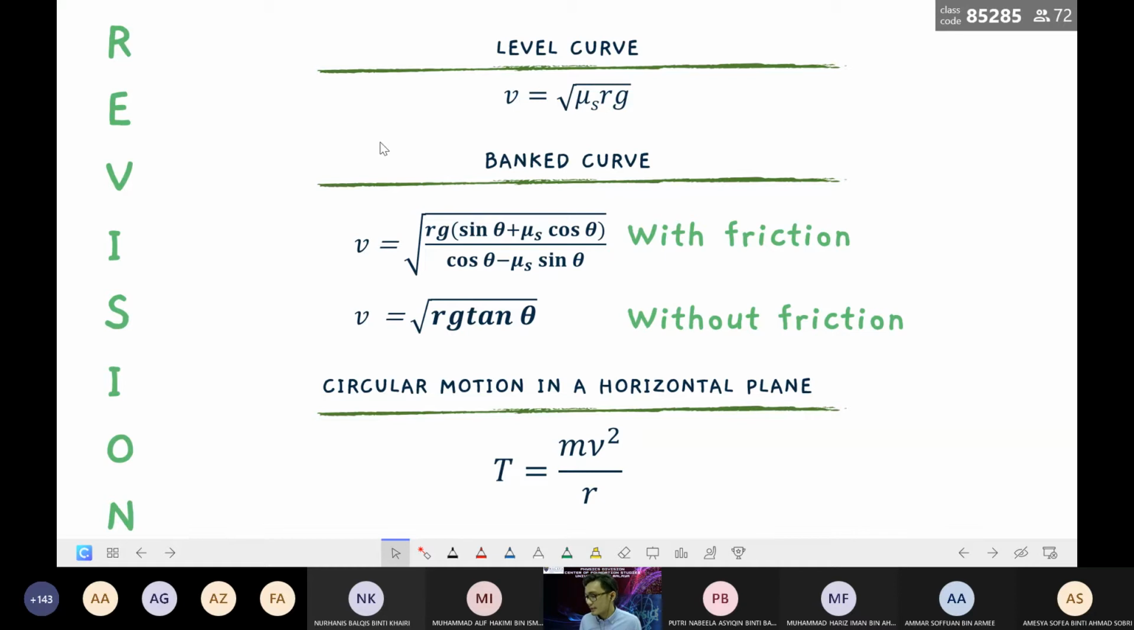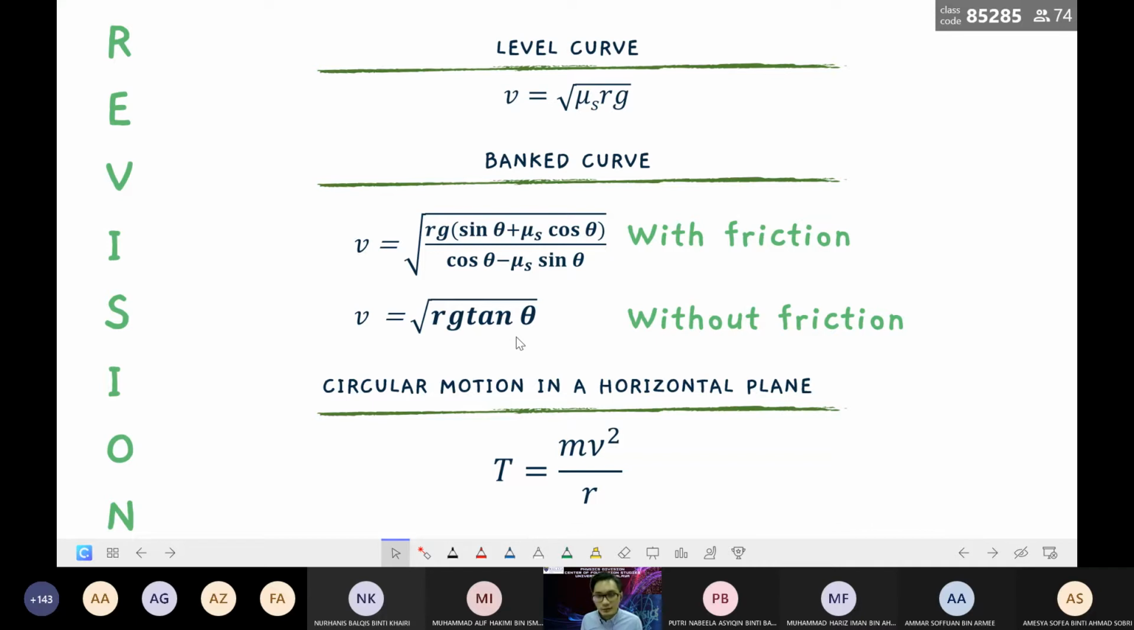Okay, and then the bank curve kita juga derive the velocity that an object can hold before it skid from the track. Okay, kita ada with friction with this equation: v equals square root of rg times (sin theta plus mu s cos theta) divided by (cos theta minus mu s sin theta). And also if the bank curve doesn't have any friction, so it will become square root of rg tangent theta.